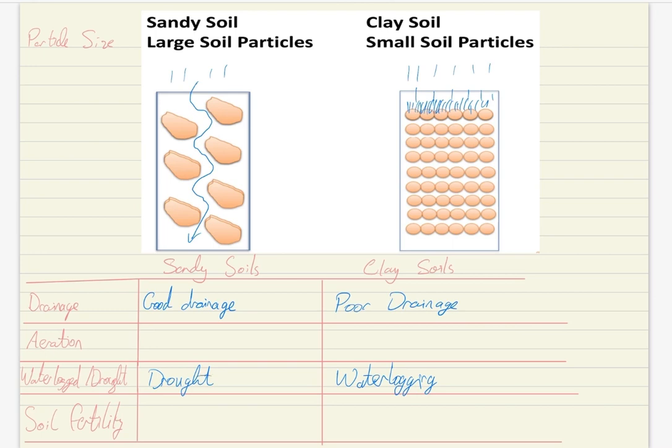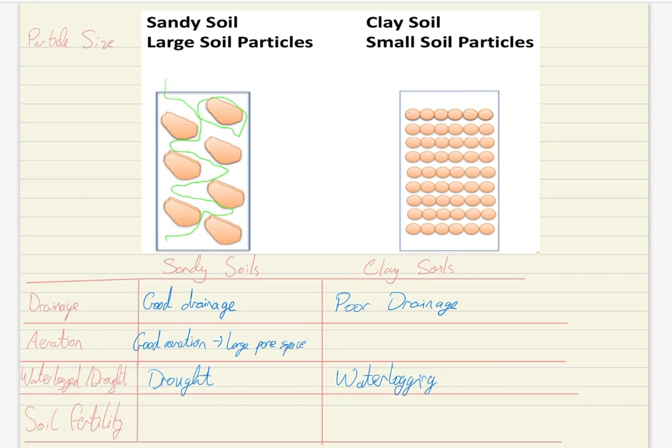Okay, our aeration for our sandy soils and our clay soils is again very similar to our drainage. Air is very easily able to move throughout our sandy soils due to the large soil particles. Loads of pore space in your sandy soils, therefore it's going to have good aeration. So good aeration due to the large pore space.